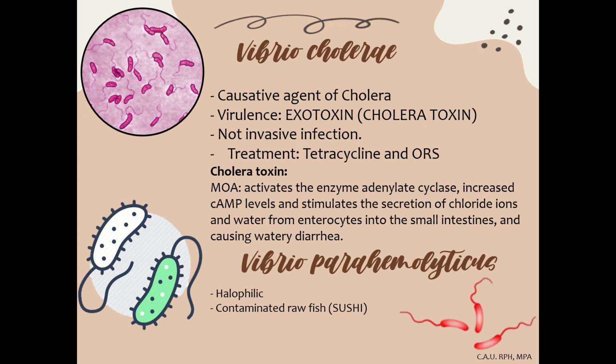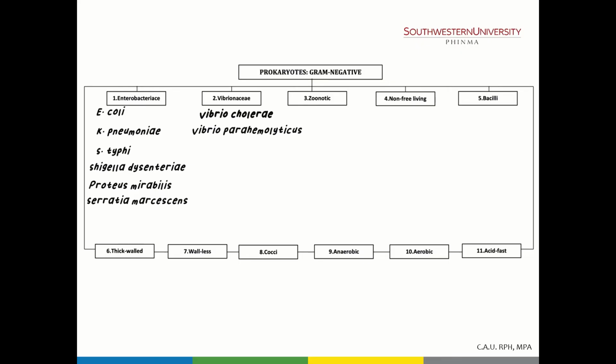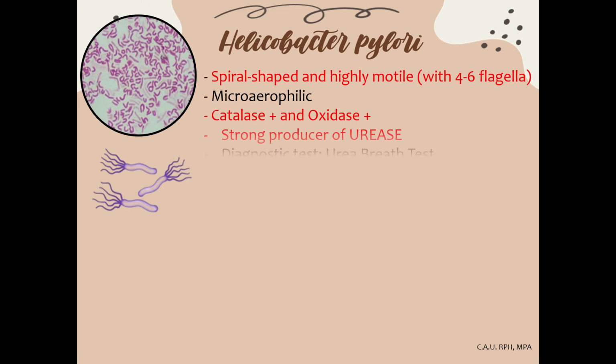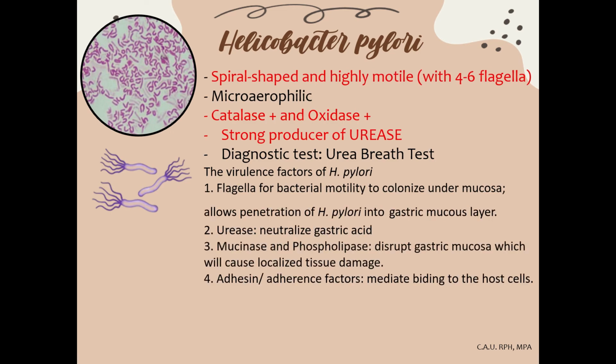This is the reason why it is advisable to always cook the seafood you eat, as some bacteria like Vibrionaceae are still present in the body of fishes. The next example is H. pylori. H. pylori is the most common cause of peptic ulcer in humans and can also cause stomach ulcer.